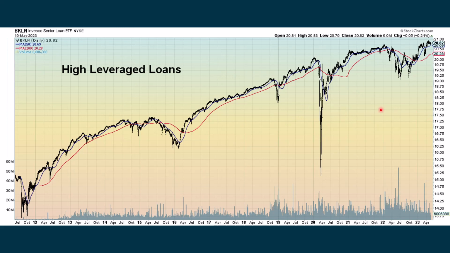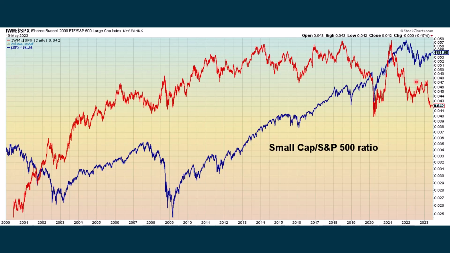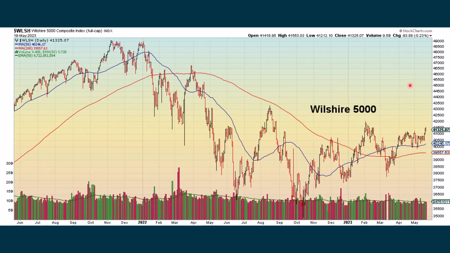If we were getting ready to fall off a cliff, would this index be as strong as it is? Probably not. Looking at our InterMarket Analysis chart, we go back to the beginning of 2022 where oil is still in the lead, followed by the dollar, and then gold, where stocks and bonds continue to be negative. Small caps continue to underperform large caps, and the NYSE is still in an overall uptrend, but showing some recent weakness, where the Wilshire is looking a little stronger.